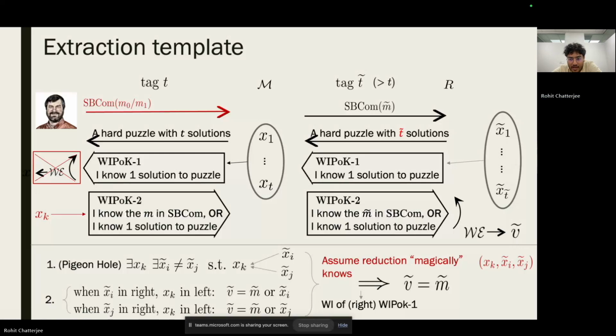So when I look at V tilde, if M is not using M tilde on the right, note that I'm no longer rewinding Vipok 1 to extract the solution. Suppose I'm given the solution magically. If I'm not rewinding Vipok 1, depending on whether I used xi tilde or xj tilde, the solution that I get by rewinding in Vipok 2 changes. So this is actually indirectly breaking security of Vipok 1.